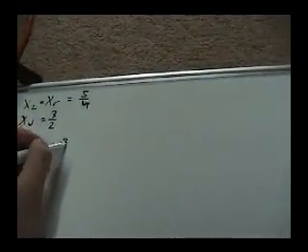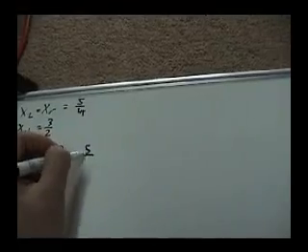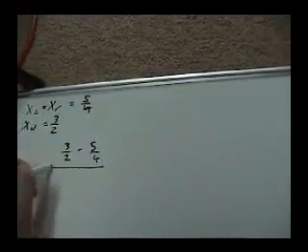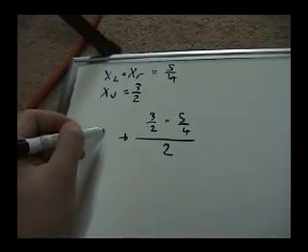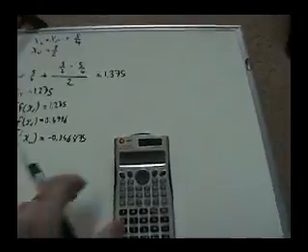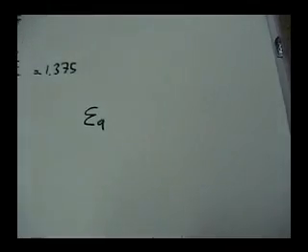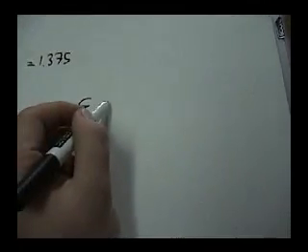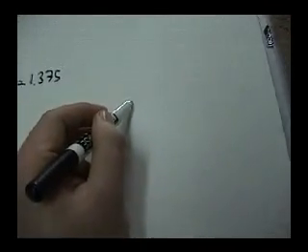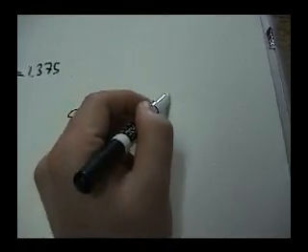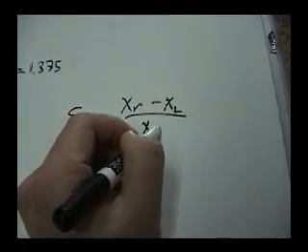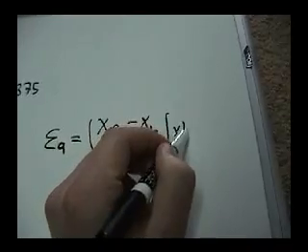So, x upper minus x lower over 2 plus x lower. Our new value is 1.375. Once you have done a number of iterations, you can check the accuracy of your work. And the formula for that is epsilon A, the approximate error, which is equal to the absolute value of x root minus x lower over x root, times 100%.